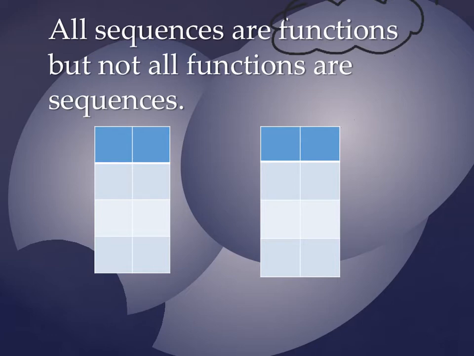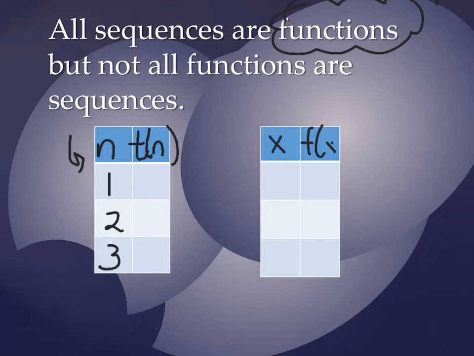So sequences are special kinds of functions because they have a limited domain, or limited inputs, to the counting numbers: 1, 2, 3, 4, 5, 6, 7, and never fractions, whereas a function would allow you to possibly have an input of -1, or 1/2, or a counting number like 5.